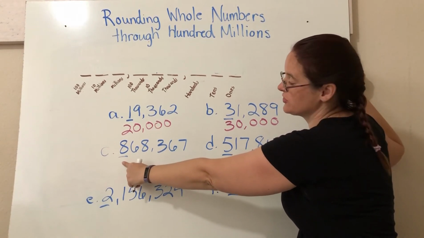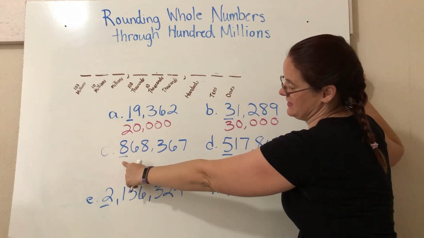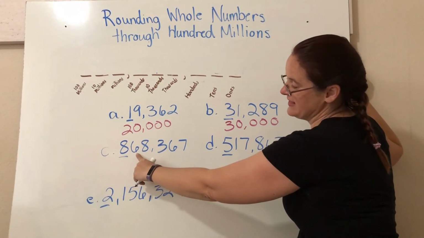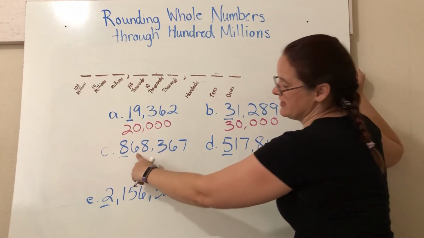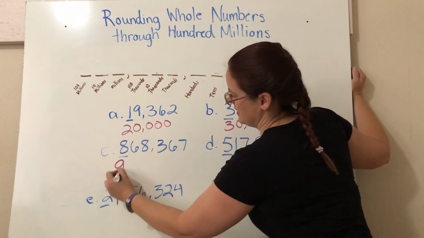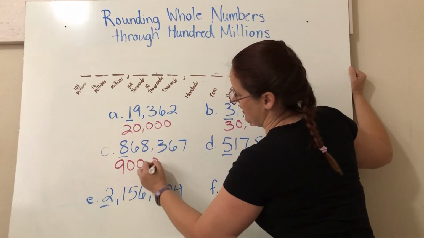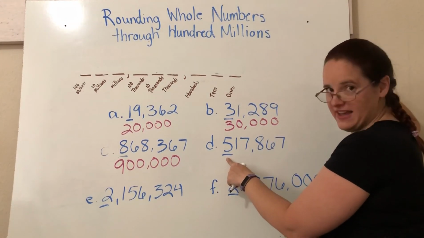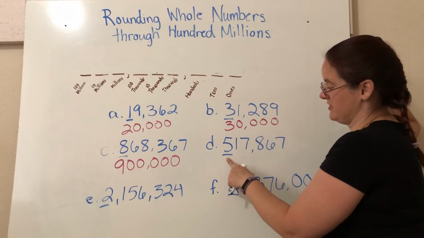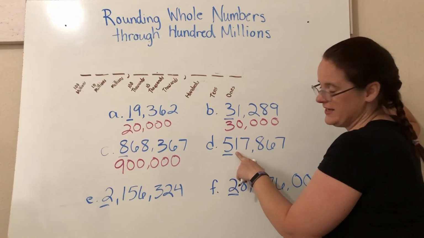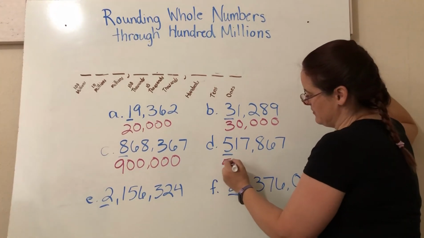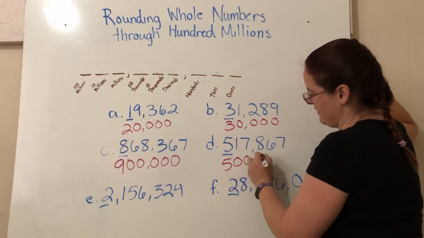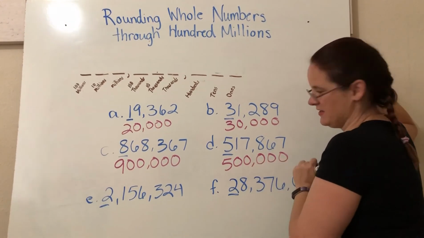There we go. Here, am I closer to 800,000 or closer to 900,000? I look at the number to the right, that's 6. That's more than a 5, so I'm going to round up to 900,000. Here, closer to 500,000 or 600,000? That's a 1. I'm definitely rounding down. That's closer to 500,000. Okay?